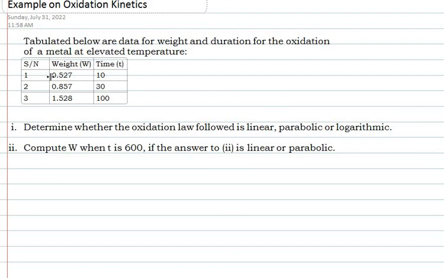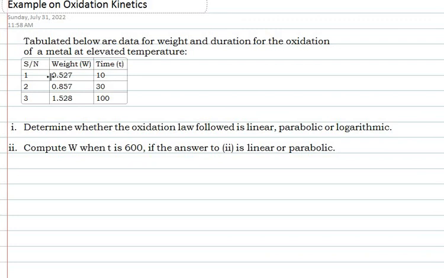Meanwhile, we're still on corrosion and this is going to be the last video on the series. So we're going to solve a question on oxidation kinetics. In this question, we're given a table with some values of weight and some values of time. Then we're asked to determine whether the oxidation law followed is linear, parabolic, or logarithmic. And then based on the answer in part I, we should compute W when T is 600.